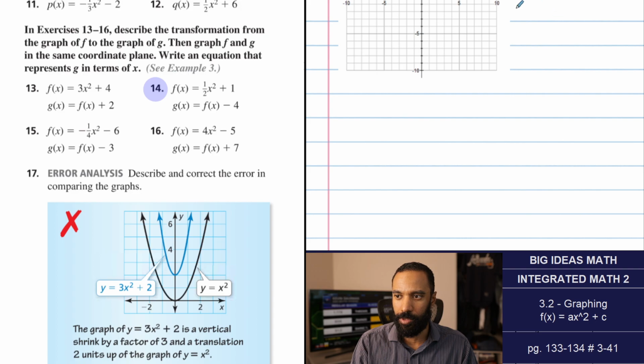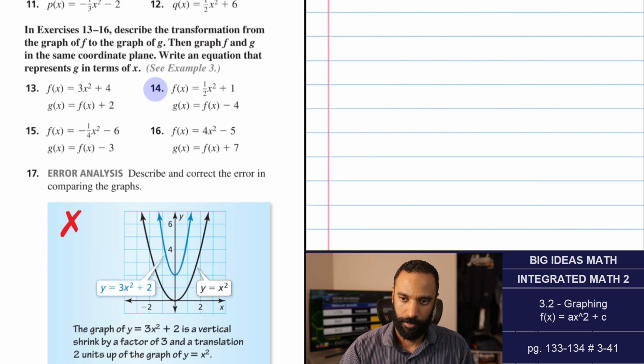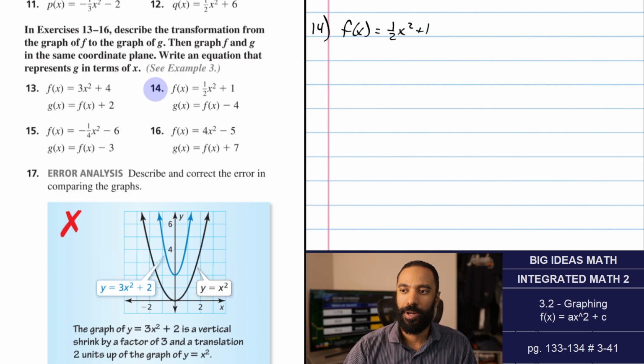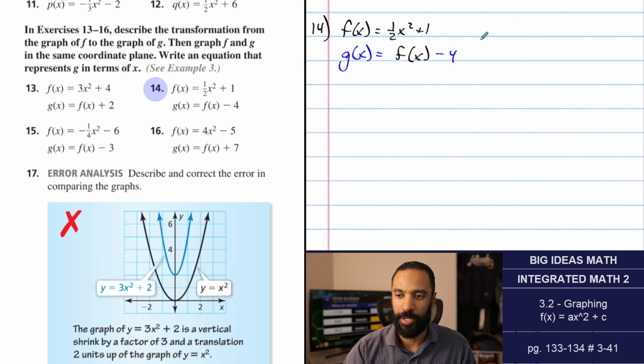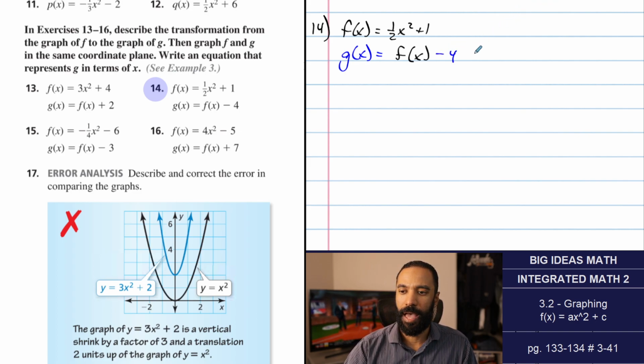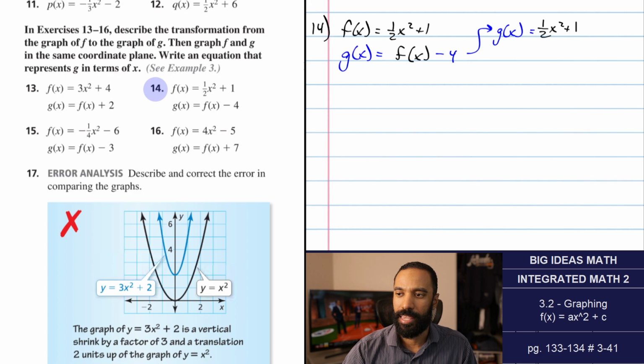We have f of x equals 1/2 x squared plus 1. We're going to take that same thing for g of x. We're going to take that f of x, and we are going to be subtracting 4 to it. So that means that g of x will be 1/2 x squared plus 1, the f of x equation, and then let's do minus 4. Now 1 minus 4 are the parts that combine. That's where we get negative 3. So it equals 1/2 x squared minus 3.